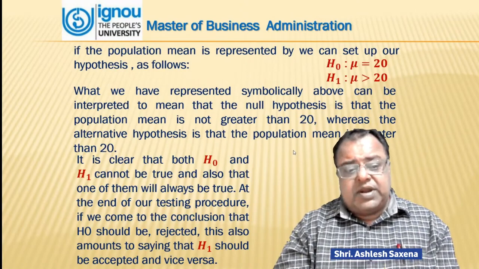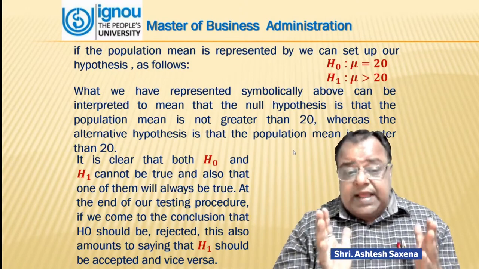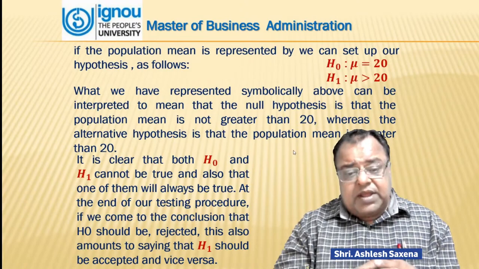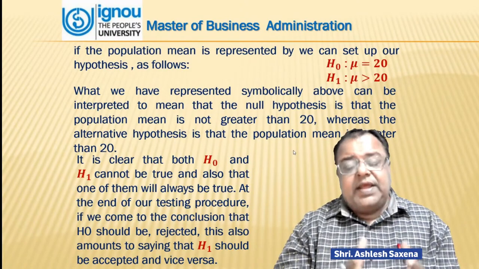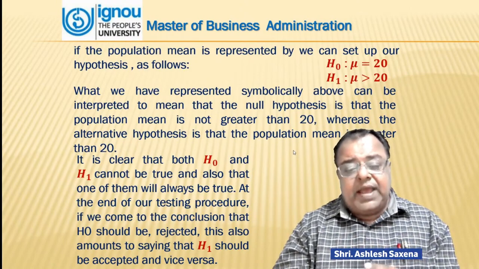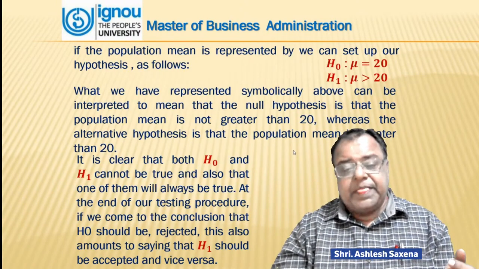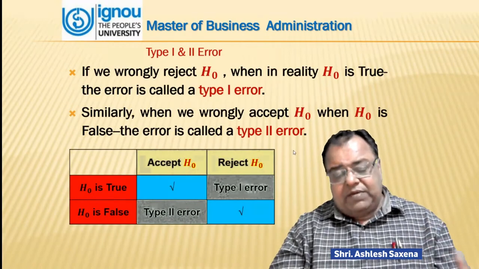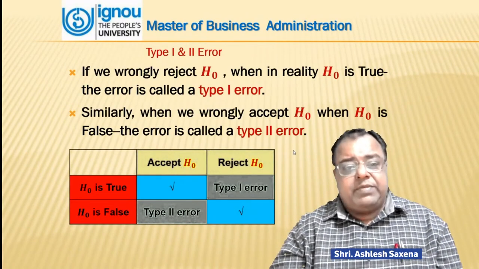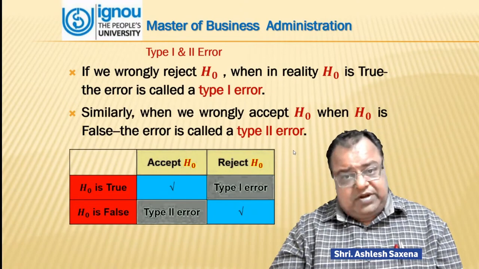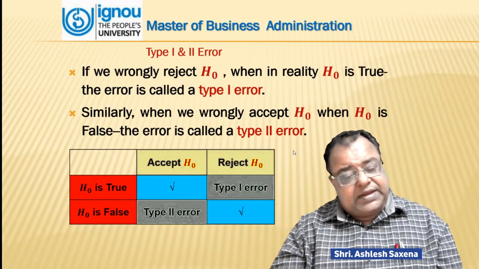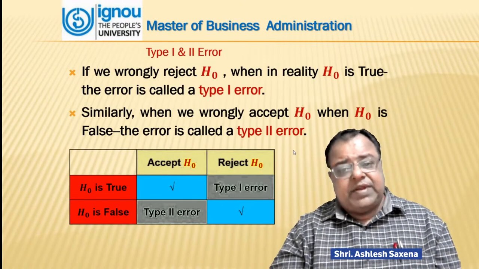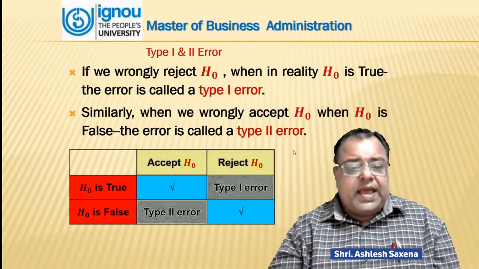It is clear that both H0 and H1 cannot be true, and also that one of them will always be true. At the end of our testing procedure, we will come to the conclusion that H0 should be rejected. This also amounts to saying that H1 should be accepted, and vice versa. There are two types of error when we are studying hypotheses, that is type 1 error and type 2 error. If we wrongly reject H0 when in reality H0 is true, this is a type 1 error. Similarly, when we wrongly accept H0 when H0 is false, the error is called type 2 error.